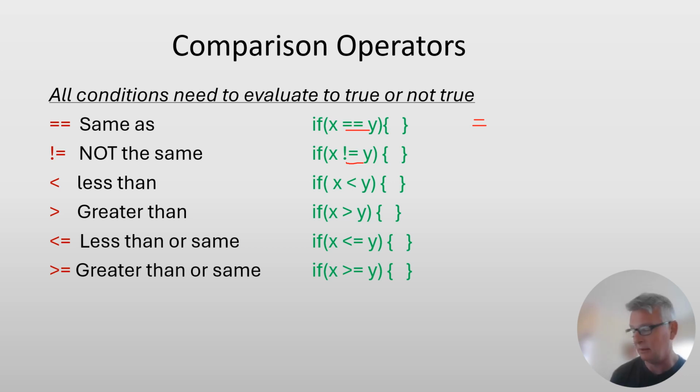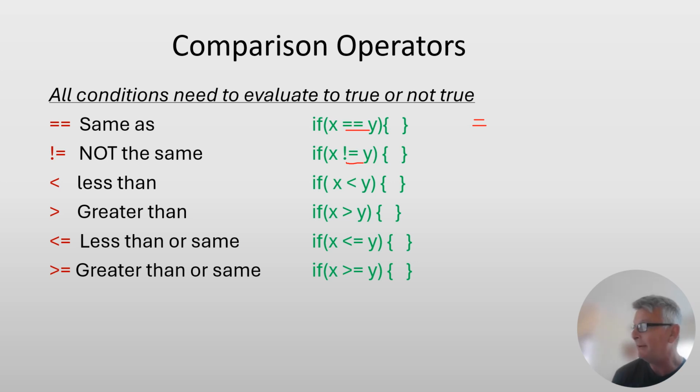If x is less than y. Notice these comparison operators are also binary operators because they need two operands. You need to compare one thing to another. So if x is less than y, run it.